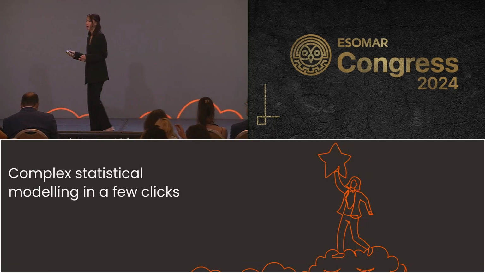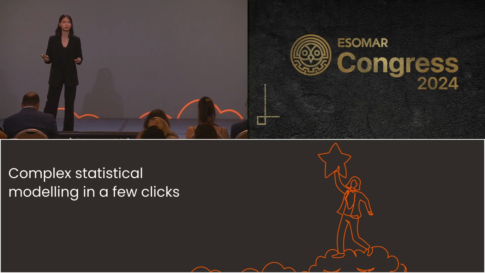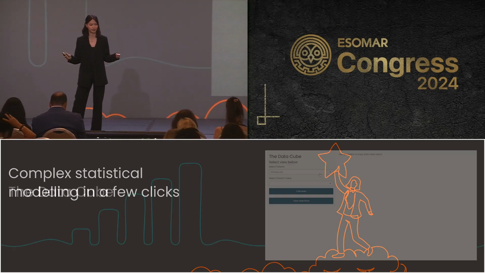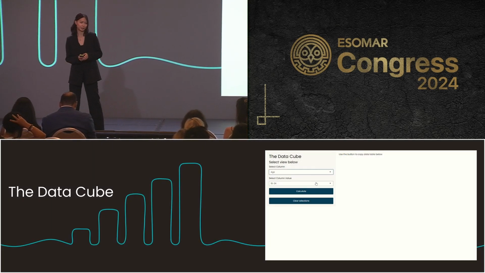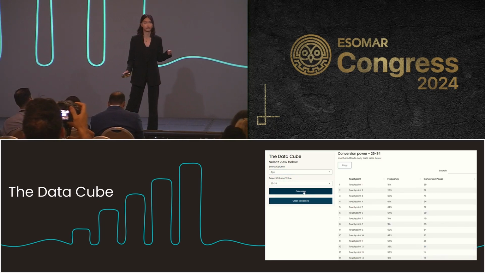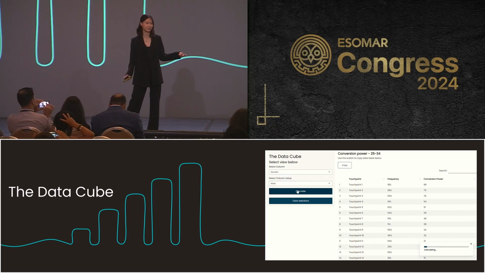That's when I thought, what if we could create a tool that made complex statistical modeling as easy as a few clicks? So, I set out to build this tool that enabled my team members to run a real-time regression without needing to write a single line of code. The goal was to develop a user-friendly interface where users could simply select their variables of interest, click Calculate, and see the model's results almost instantaneously. And here's a demo of this tool, which we call the Data Cube.